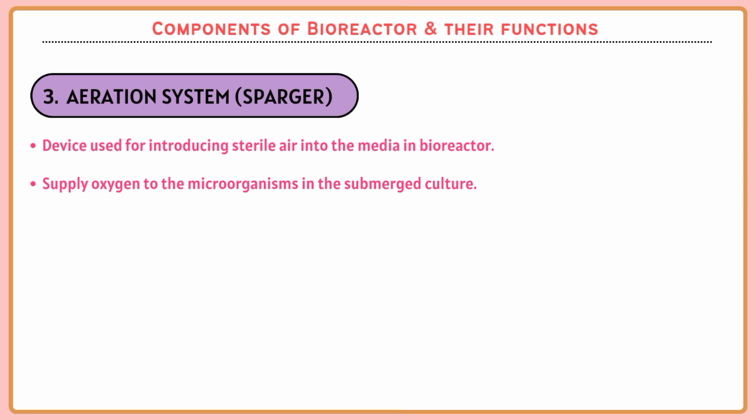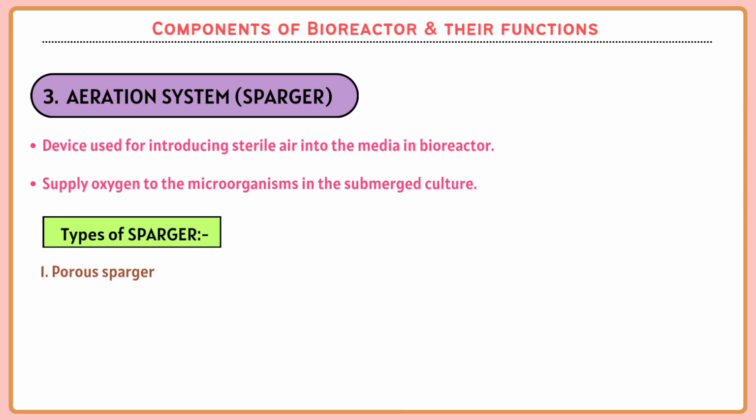This aeration system is one of the very important parts of the fermenter, and it is very important to choose a good aeration system to ensure proper aeration and oxygen availability throughout the culture, so that microorganisms won't die in the culture if we supply the oxygen in the accurate amount. There are different types of spargers, like porous sparger, nozzle sparger and orifice sparger. These are the common spargers which are used in the bioreactor.